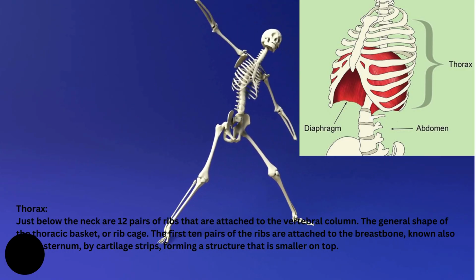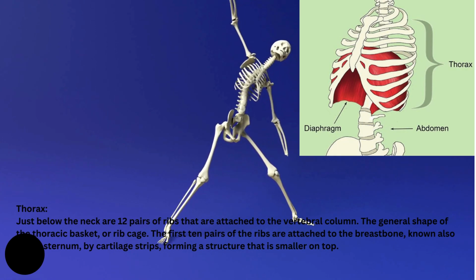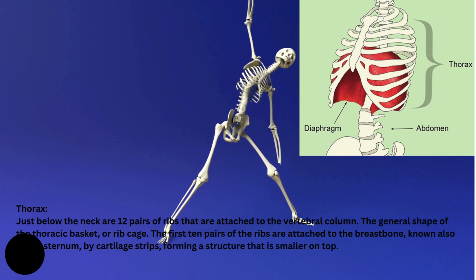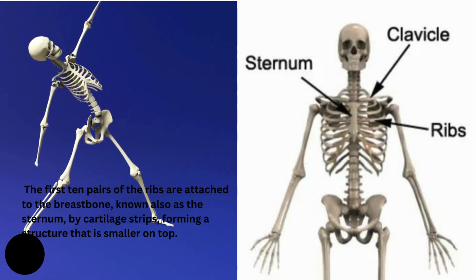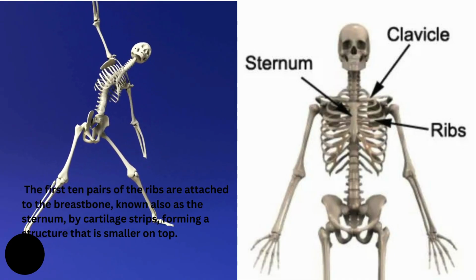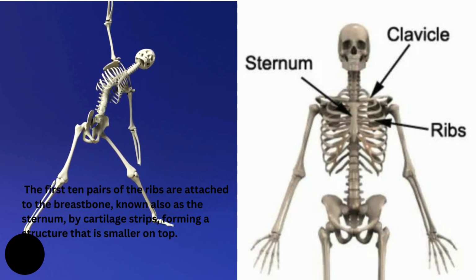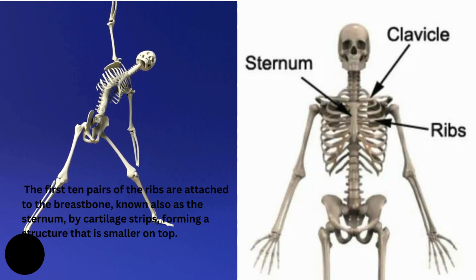Thorax. Just below the neck are 12 pairs of ribs that are attached to the vertebral column. The general shape of the thoracic basket or rib cage: the first 10 pairs of the ribs are attached to the breastbone, known also as the sternum, by cartilage strips, forming a structure that is smaller on top.